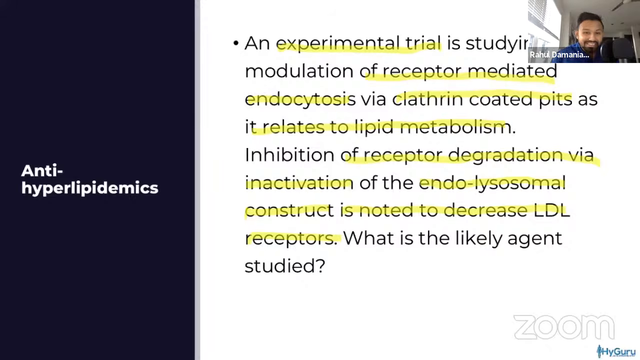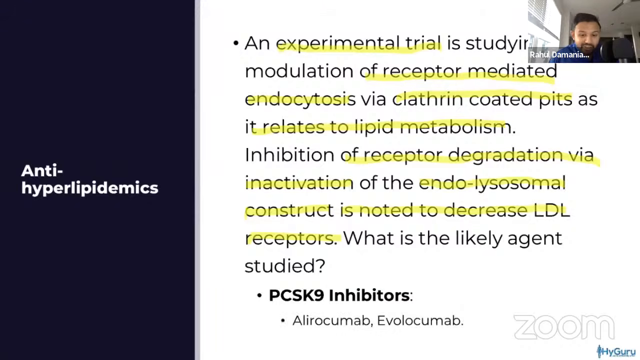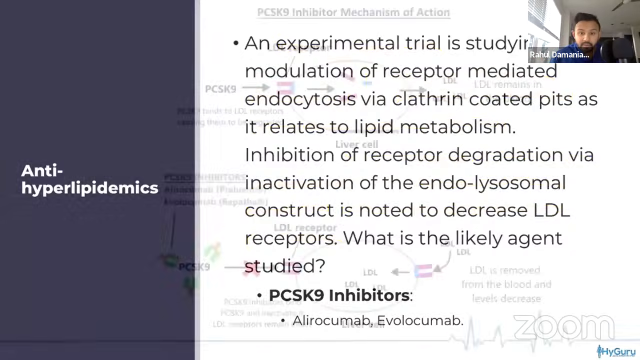So what do you think this agent is? And this is a unique one. This is going to be a PCSK9 inhibitor. And these medications are alirocumab and evolocumab, monoclonal antibodies. But this is a great example of how the USMLE could give you an experimental trial and ask you to actually relate concepts that you already know, or content that you already know.